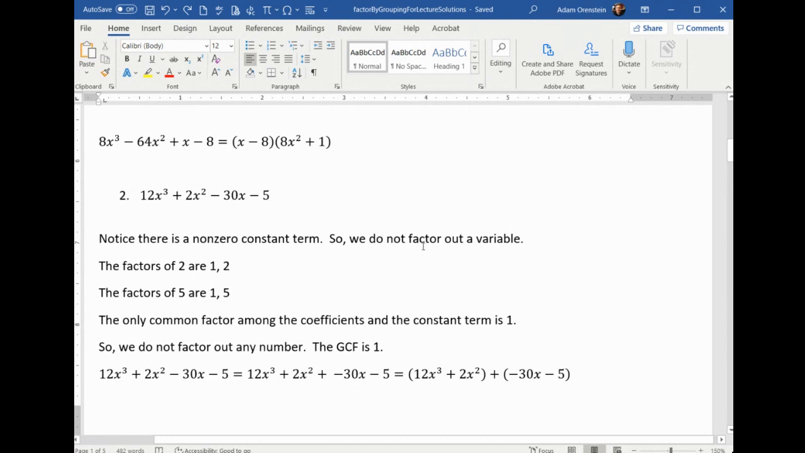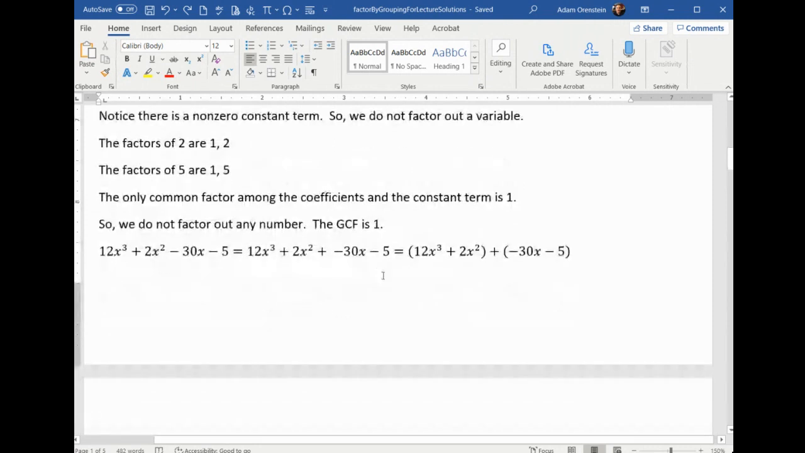So the GCF, there's no variable. The greatest common factor among the coefficients and the constant term is 1. So the GCF is 1. We don't factor anything out, in other words.